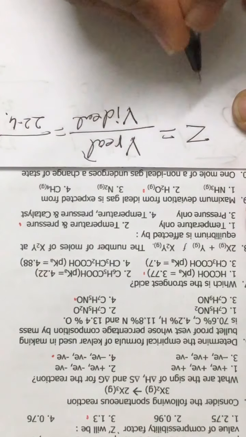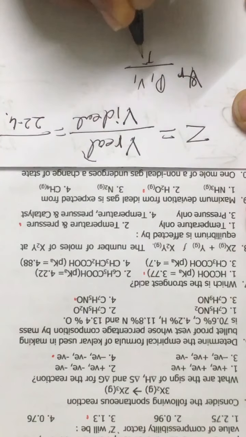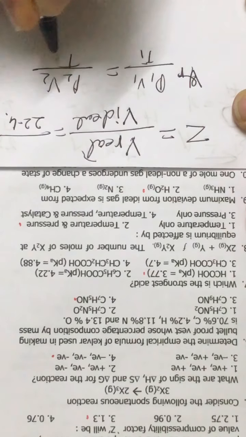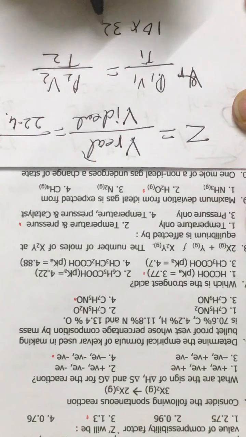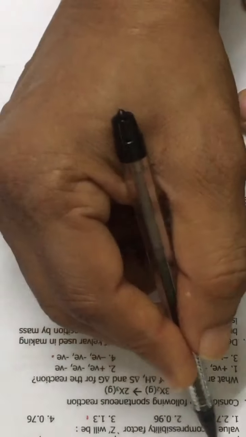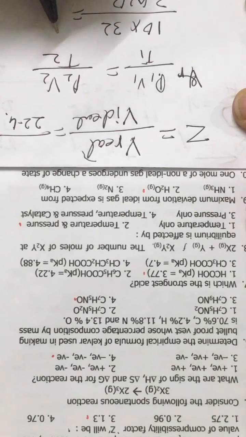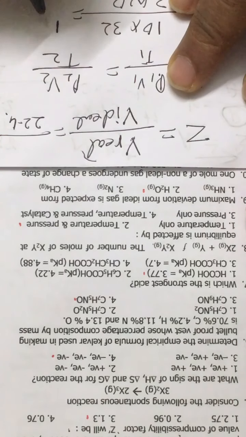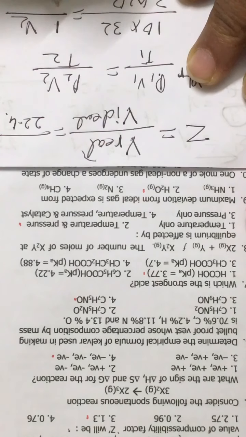V real we have to calculate, so for V real we can use P1 V1 upon T1 is equal to P2 V2 upon T2. Alright, initial pressure it is 10 into 32 upon how much? 10 atmosphere and 300 Kelvin. This is equal to P2 is 1 atmosphere, or 1 bar pressure, or it is nearly, in atmosphere you can say 1, V2, calculate the V2 value, and T2 is put the value 273.